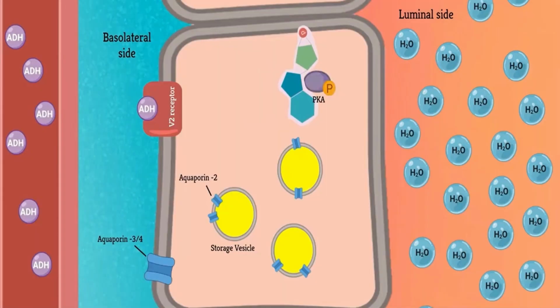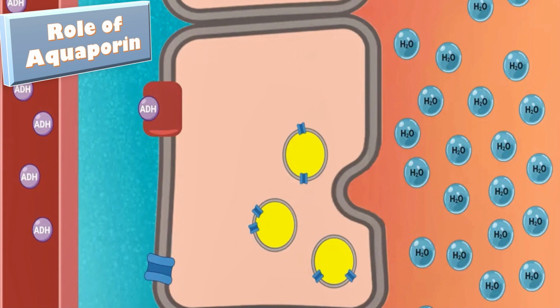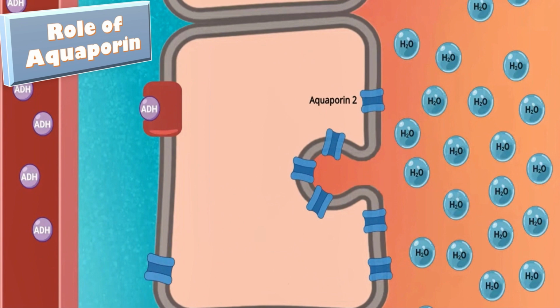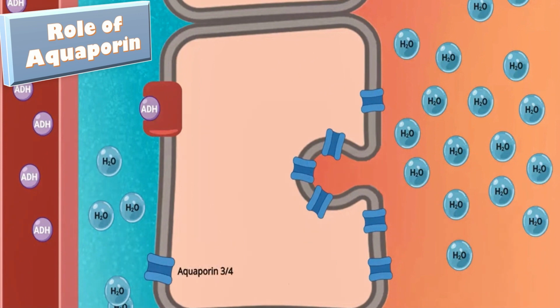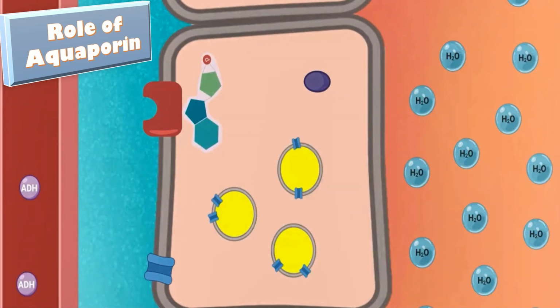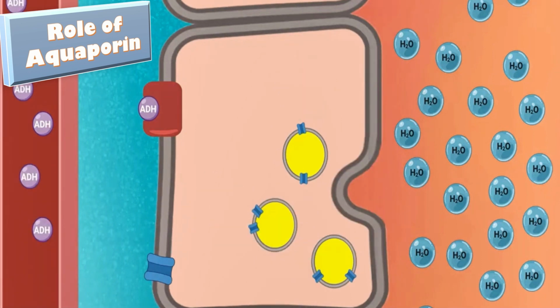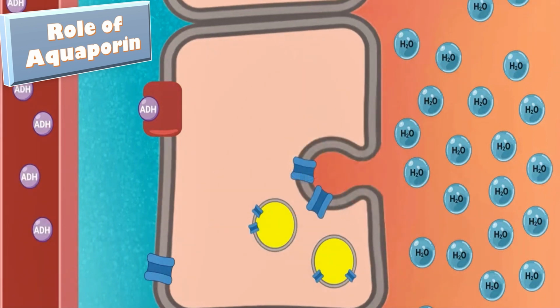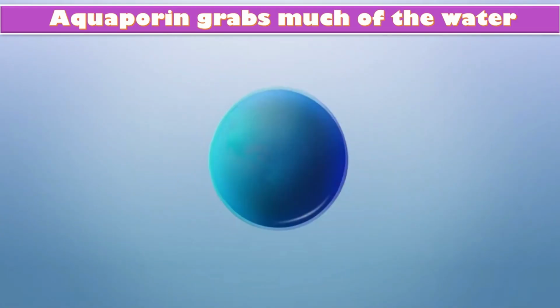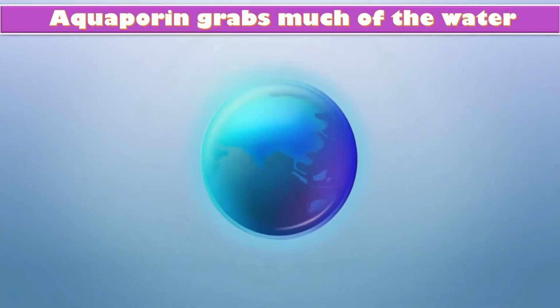Role of aquaporin. These cells of the nephron have a protein called aquaporin, and aquaporin allows water to move quickly in and out of the cells. The more ADH floating around in the blood, the more aquaporin are available to facilitate water movement through the cells. So when ADH is low, most of the water flows through the distal convoluted tubule and the collecting duct, giving us diluted urine. When ADH is high, on the other hand, aquaporin grab much of the water passing through these tubes and throw it back into the blood.